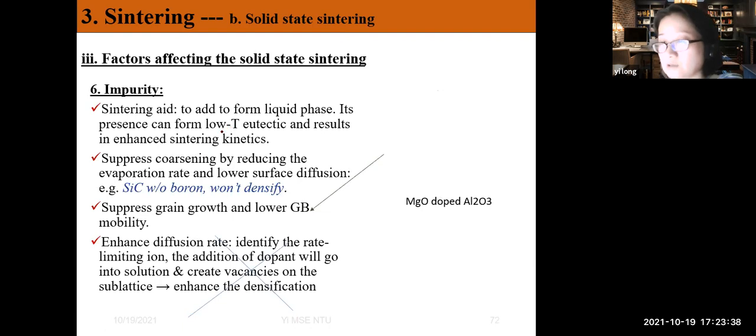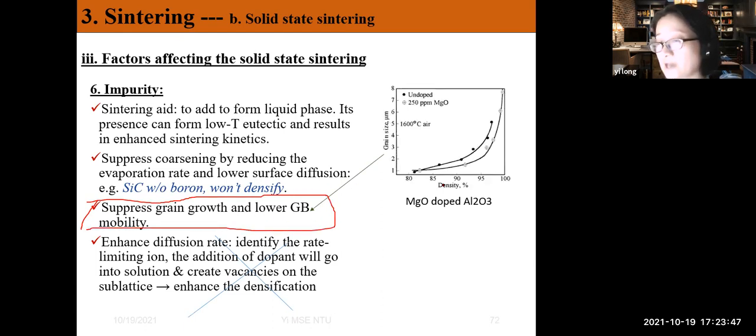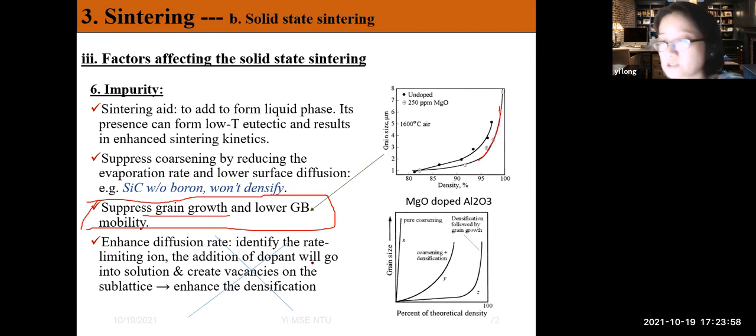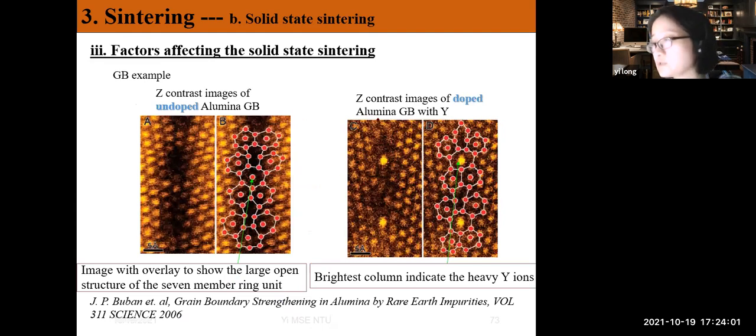Okay, and for this impurity, we only explain one, which is suppressed grain growth. Once we add a bit of impurities, these impurities will stay in the grain boundaries to suppress grain growth, making sure the grain growth happens at a later stage. This is a very good example to share with you, to give you a feeling of what is really going on in the sintering and how these impurities help to suppress the grain growth, making it more densified. This is a very solid example to let you know what's going on in sintering.